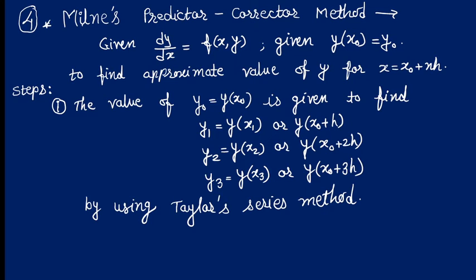In Milne's predictor corrector method, dy/dx is equal to a function of x, y, and given y of x0 equal to y0. Then we find out the first approximation of y. Here x equal to x0 plus nh. Now the first step is we find out four values y0, y1, y2 and y3 by using the Taylor series method. If these values are already given in the problem, no need to find them by using Taylor series. We start the problem solution directly from the second step.